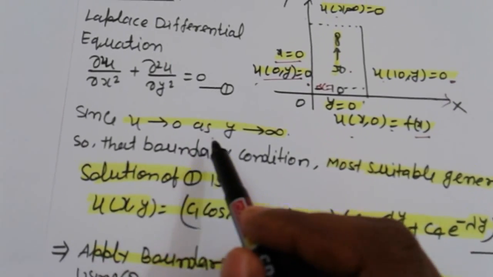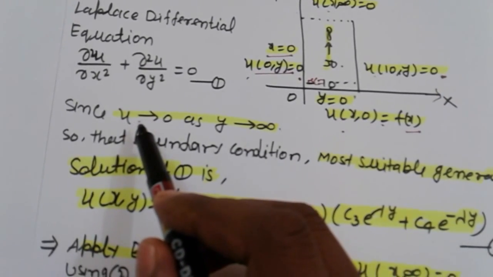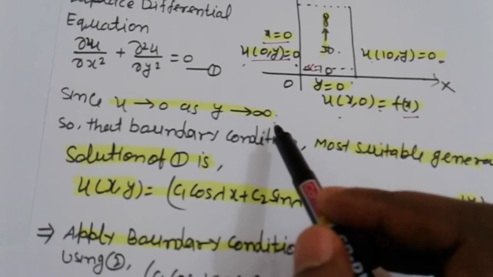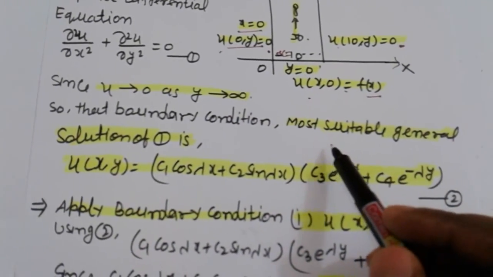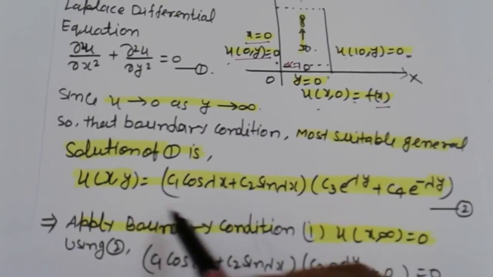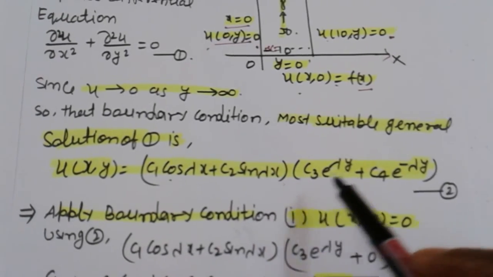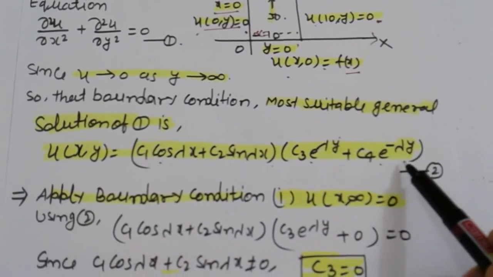Since u tends to 0 as y tends to infinity, for those boundary conditions, the most suitable general solution of one is now u(x, y) equal to c1 cos lambda x plus c2 sin lambda x, times c3 e raised to lambda y plus c4 e raised to minus lambda y.